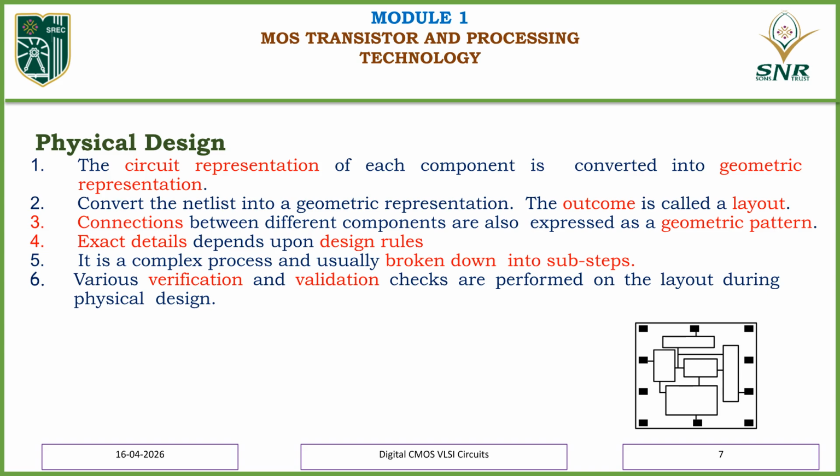Physical design converts the circuit-level netlist into a geometric representation known as layout. In this stage, each component, such as transistors and interconnections, is represented as geometric patterns on silicon. The process includes floor planning, placement, and routing of components. All connections are realized using metal layers based on design rules provided by the fabrication technology. The layout must strictly satisfy design rule constraints to ensure manufacturability. Various verification steps, such as design rule check and layout versus schematic, are performed to ensure correctness. This stage is highly complex and directly impacts chip performance, area, and yield.